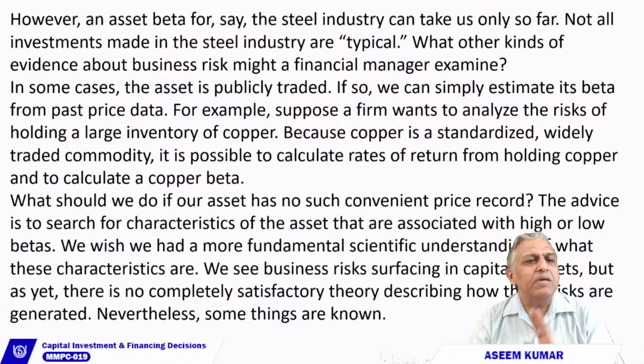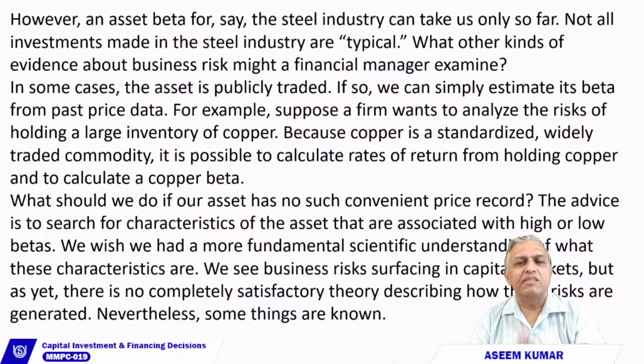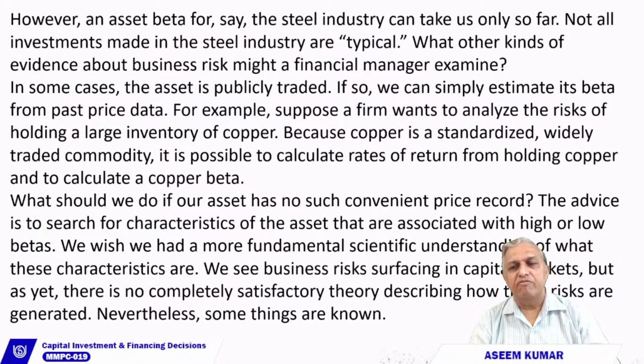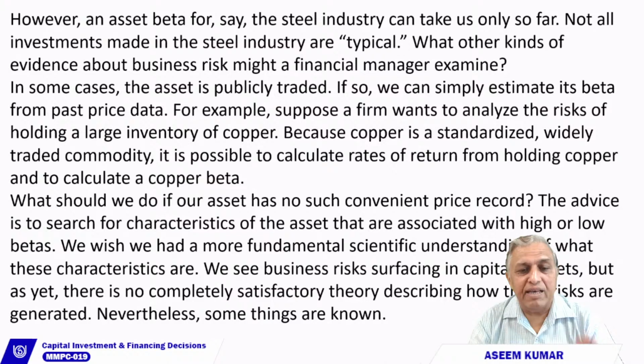See, in some cases, the asset is publicly traded. If so, we can simply estimate its beta from the past price data. For example, suppose a firm wants to analyze the risk of holding a large inventory of copper. Because copper is a standardized, widely traded commodity, it is possible to calculate the rate of return from holding copper and to calculate a copper beta. All right. But what should we do if our asset has no such convenient price record?